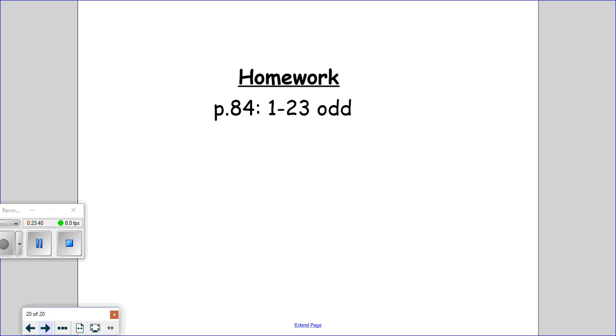All right, your assignment, page 84, you are doing 1 through 23 odd.